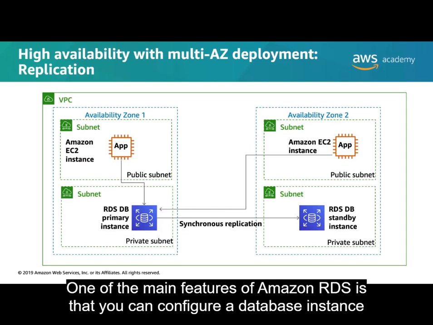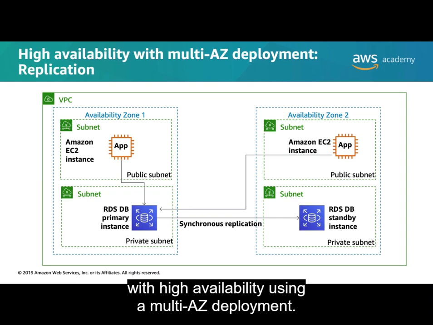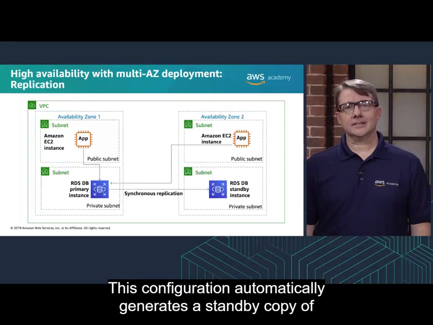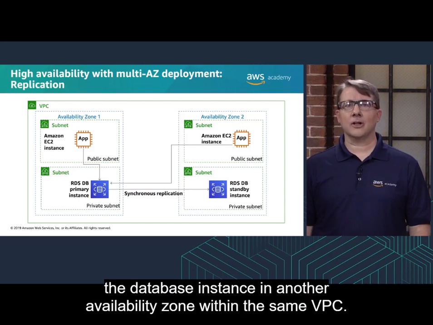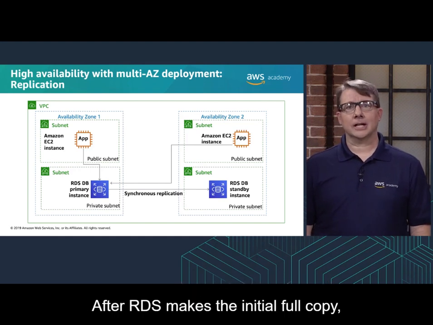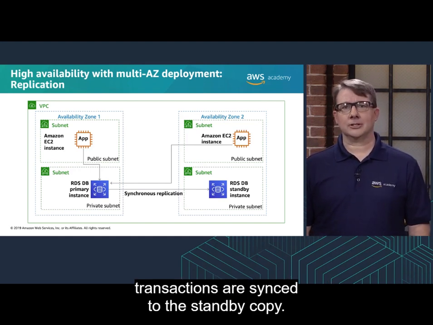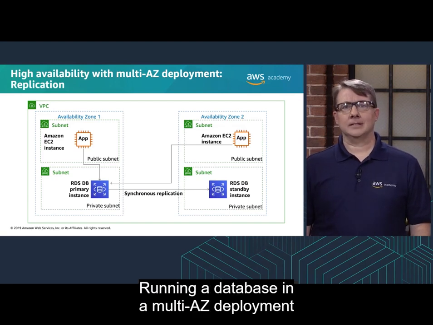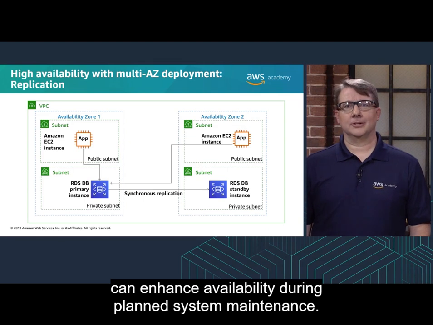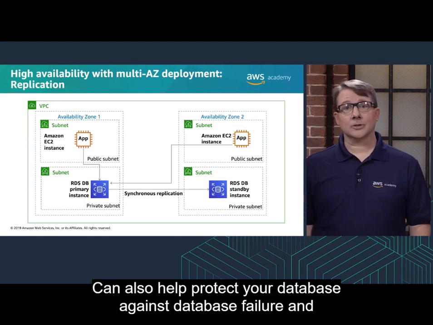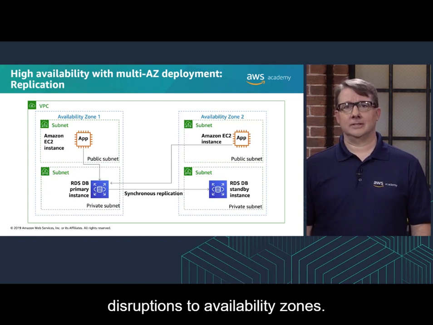One of the main features of Amazon RDS is that you can configure a database instance with high availability using a multi-AZ deployment. This configuration automatically generates a standby copy of the database instance in another availability zone within the same VPC. After RDS makes the initial full copy, transactions are synced to the standby copy. Running a database in a multi-AZ deployment can enhance availability during planned system maintenance. It can also help protect your database against database failure and disruptions to availability zones.